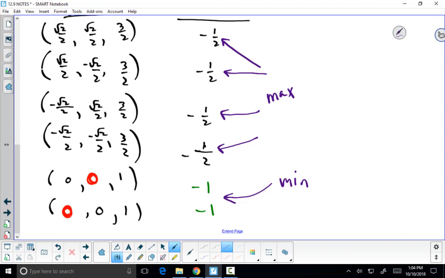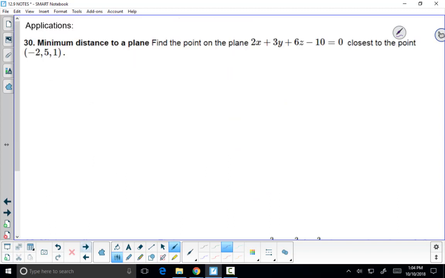So in this example, we have 2 locations where we have our minimum value and 4 locations where we have our maximum value. All the other function values will be in between those 2 values. So -1/2 is going to be our max, and -1 will be our min. Everything else on the function will be in between. So sometimes analyzing those systems can be a little hectic. So let's go ahead and finish up the problems, and then we'll do some of these review questions from 12.7, 12.8. All right, so minimum distance to a plane.